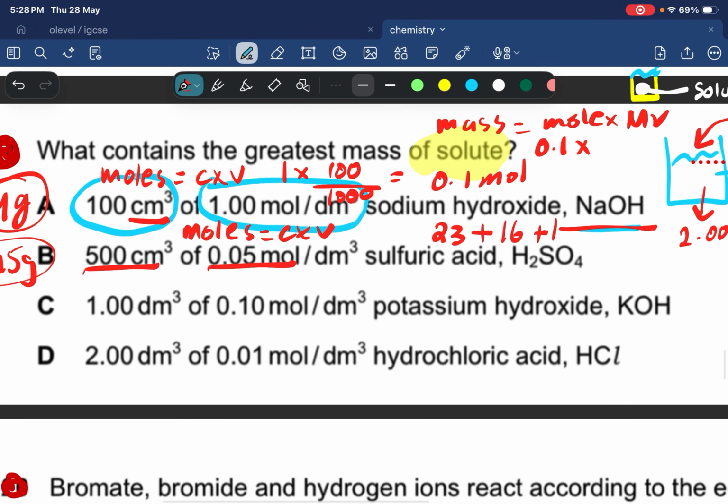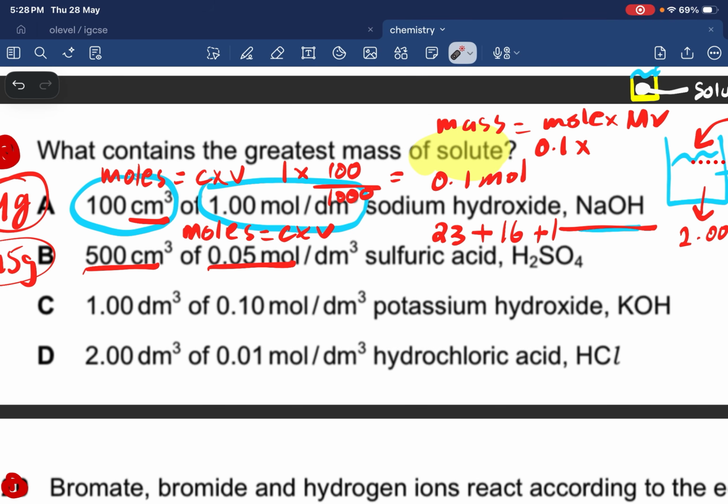0.1 mole per dm cube and 1 dm cube. Now again, there's a big switch. It's cm cube, dear. The people who are doing it on the calculator in a hurry are going to mix up the dm cube. Sorry for them. So now 1 times 0.1 gives me 0.1 moles.